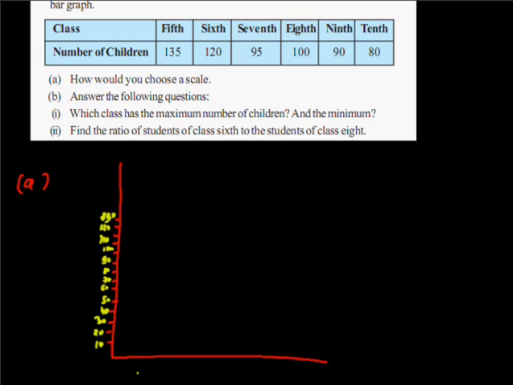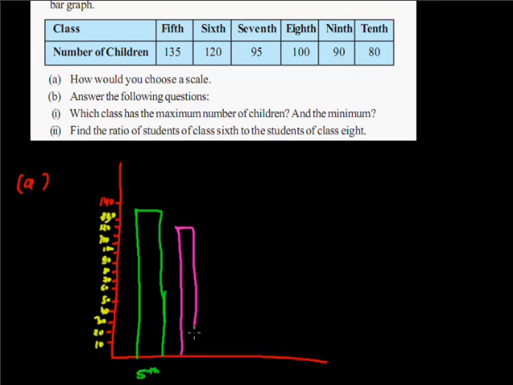Now the first one is, in 5th class there are 135 students, so we need one more division, that is 100. So 135 will be somewhere here, in between 130 and 140. You can draw it using the scale, so you will get straight lines. This is 5th class. Next, in 6th class we have 120 students, so this is the mark of 120 students, and this will be 6th class. Now you should remember that the width of these bars should be equal. My figure is not equal, but you should make them equal.